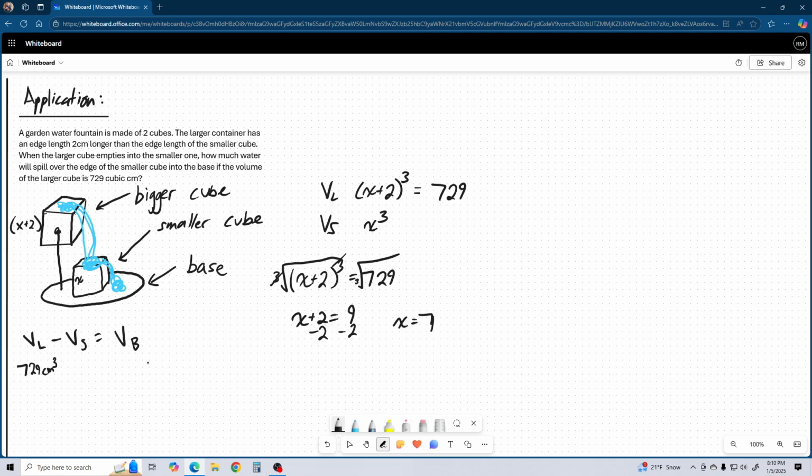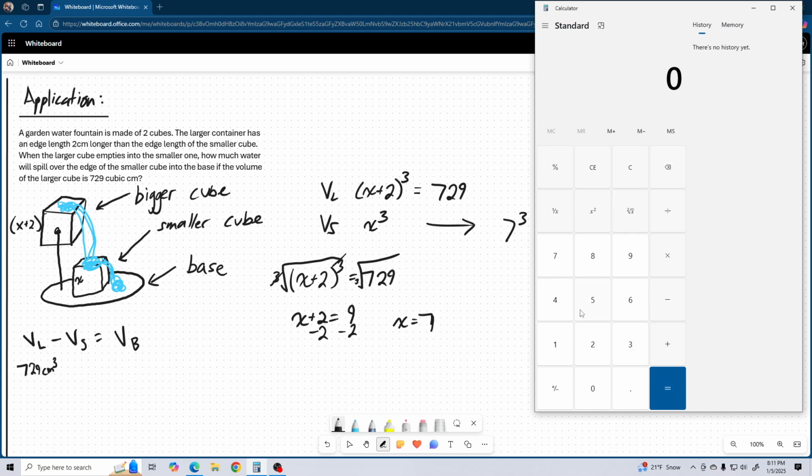All right, awesome. Now, remember what we're trying to find is how much water is in the base. If we know that the volume of the first one is 729, we need to find the volume of the smaller one so that we can compare them and subtract one from the other. The base is just going to be x cubed, and x is 7, so we look at this as 7 cubed. 7 times 7 is 49. 49 times 7, I don't know that one off the top of my head. 343. Easy enough.